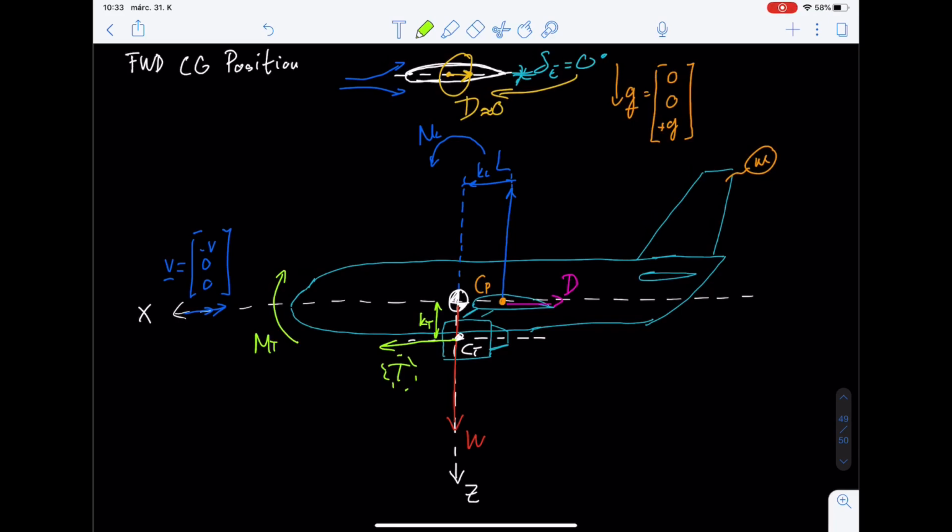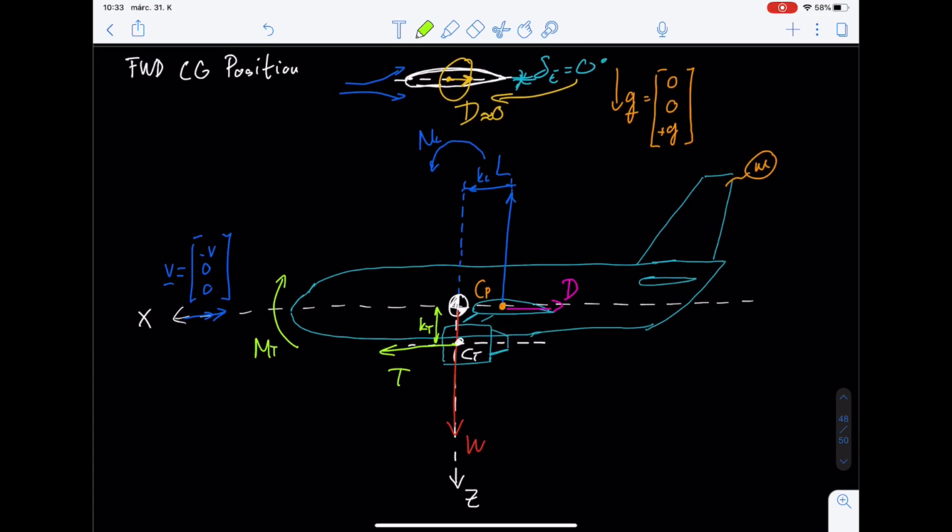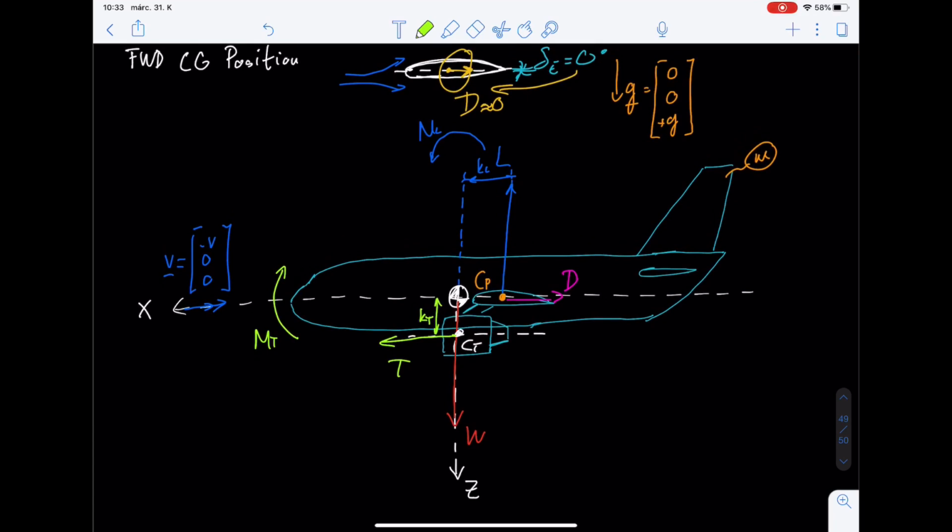But we're not going to presume that, so we're going to presume a fairly healthy aircraft. In that case, we can see that it's possible that at some point the moment generated by the thrust, the pitch up moment, is going to counteract the pitch down moment which is generated by the lift. And in that case, the sum of the moments around the y-axis is going to be 0. In that case, we don't need any stabilator or elevator deflection.